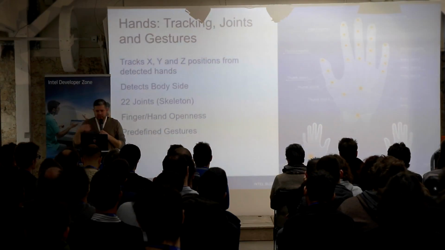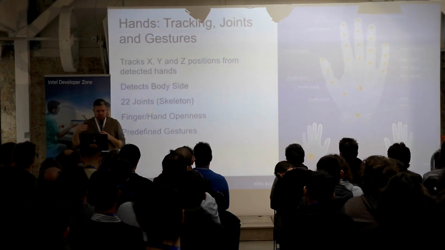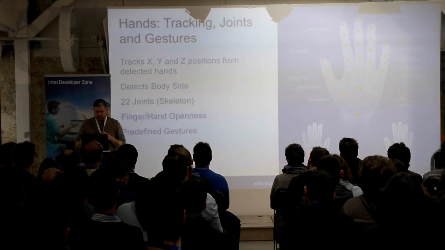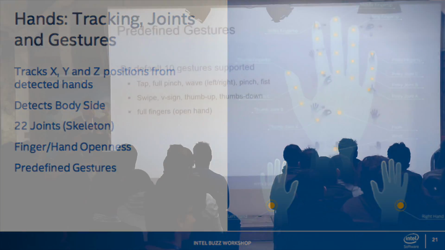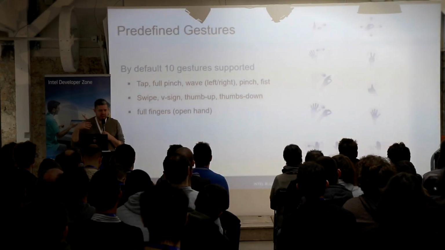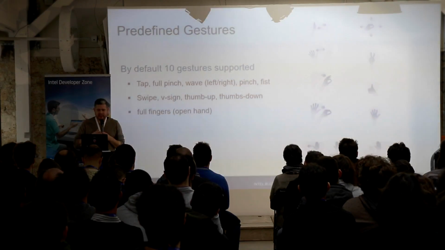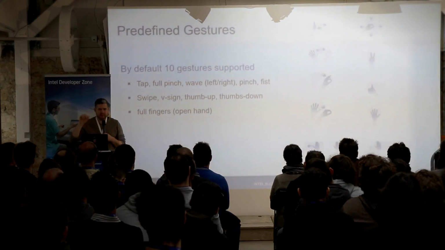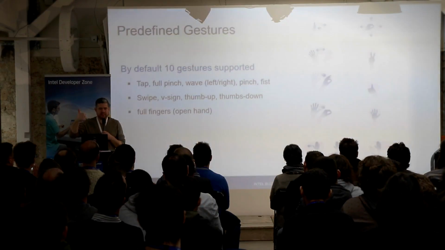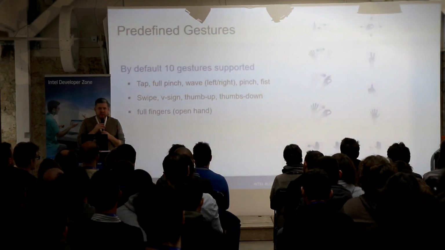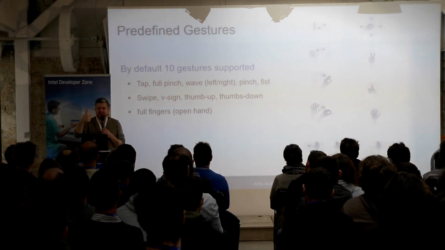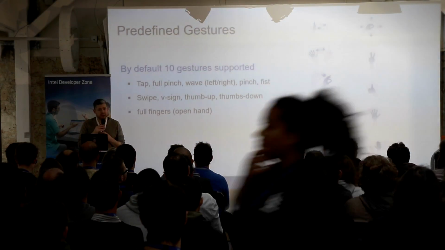On the next slide, it shows which are the predefined gestures. So let me just go to the next slide. It can recognize all of those: tap, full pinch, a fist, a pinch, a swipe, different poses, V sign, thumbs up, thumbs down. So for example, we're working with a browser company, so thumbs up, save bookmark, thumbs down, close tab, some cool features to have in a browser.